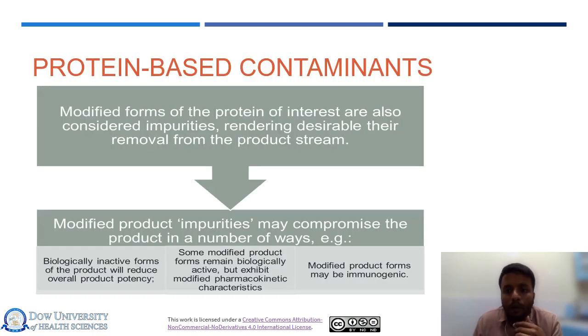Now, protein-based impurities are not limited to the contaminants, but can also be in the form of modified proteins of interest. These modified proteins of interest can also compromise the quality and quantity of the finished product. Therefore, we need to make sure that they are also removed. Now, one significant issue that arises with the biologically inactive form of proteins is the reduction of the overall protein potency of the final product, and this reduction can lead to treatment failure or reduced efficacy. Therefore, we need to make sure that these are also removed from the final product.